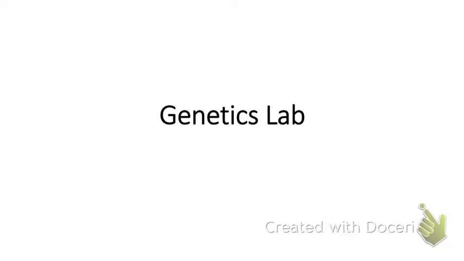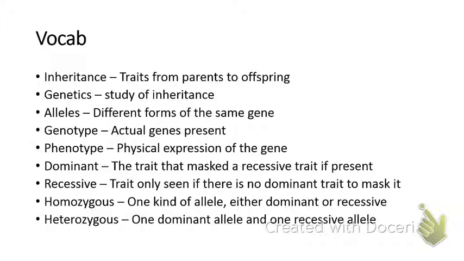Let's talk about genetics. You get 23 chromosomes from mom and 23 chromosomes from dad. You may get the same alleles of a gene or different ones. Part of it depends on what your parents have to give you. The genotype are the actual genes that are present. The phenotype is the physical expression of the genotype.